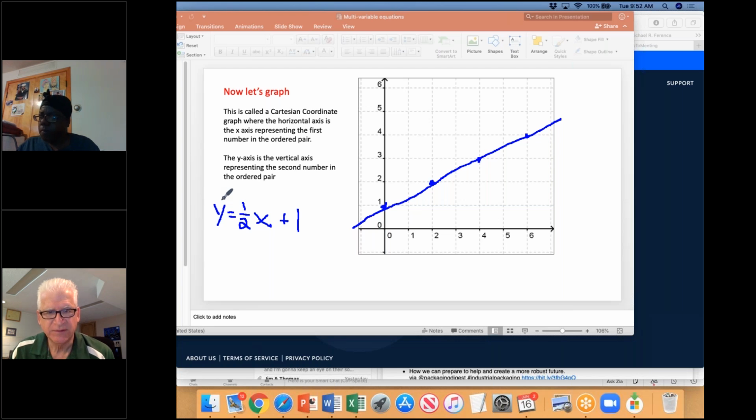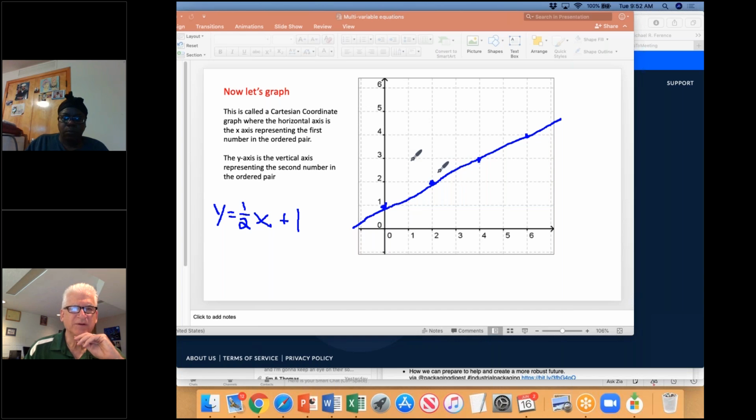Just to show you, if I put in 3, 1/2 of 3 is 1.5. 1.5 plus 1 is 2.5. So when I go over on this graph to 3, I should go up 2.5 and be on that line, and that's where it is. Make sense? Yes, it does.